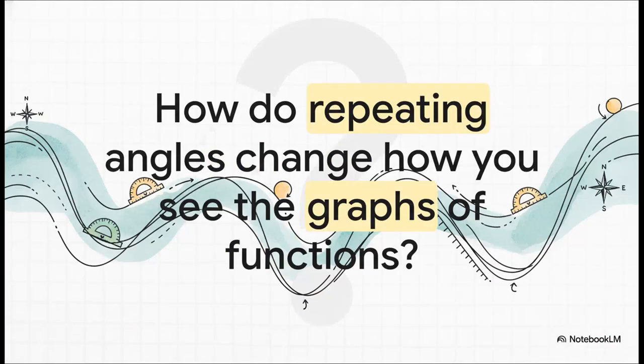So, I'll leave you with this to think about. Now that you know for a fact that the values of an angle must repeat every 2 pi, what does that force the graphs of sine and cosine to look like? Think about that repeating wave and you'll see the connection.